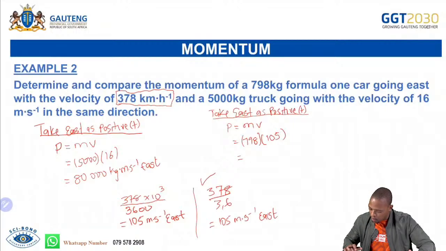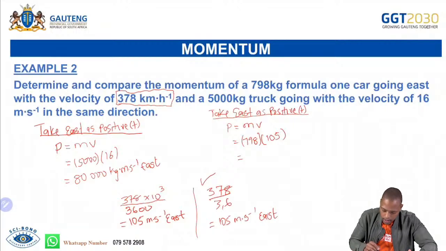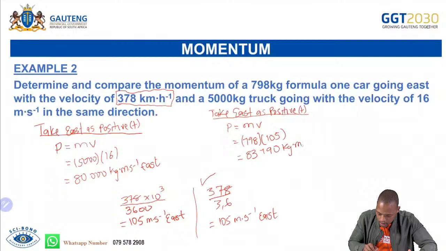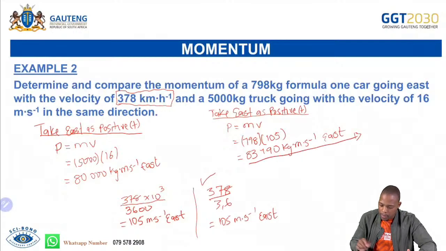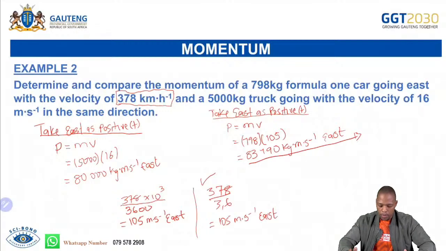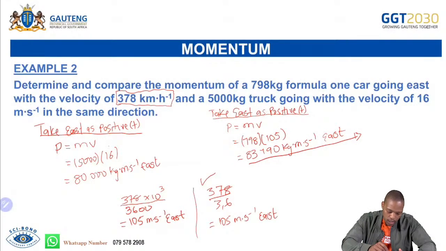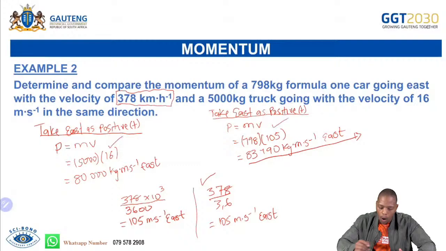798 multiplied by 105. We get that the momentum here now is 83,790 kilograms meters per second east. As you can see, again, the momentum becomes greater. And what makes this momentum to be greater? It is the velocity. The velocity here was only 16, and the velocity here was 105 meters per second. I hope the issue of calculating momentum is becoming clear to you, and it becomes easy.